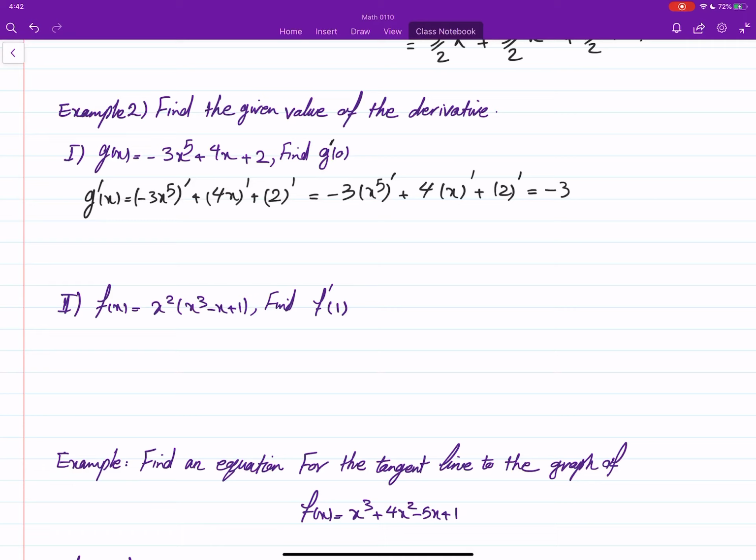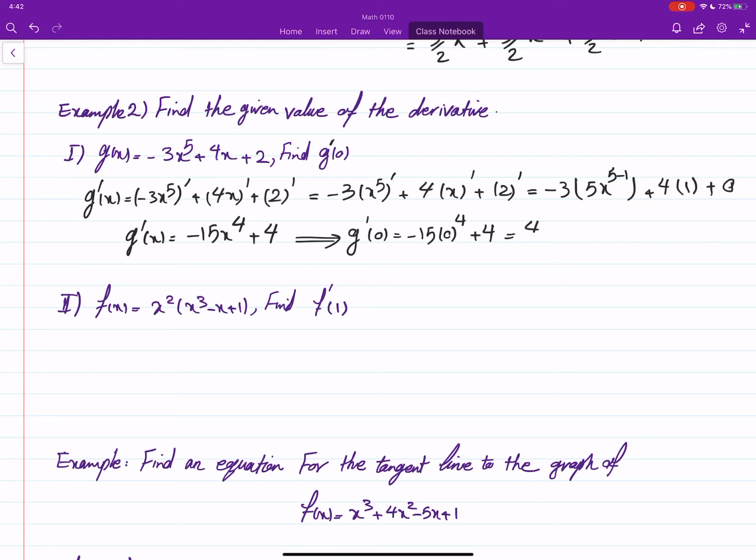This first one will give us 5x to the power 1 less, plus 4. Derivative of x, you just know it's 1. You can apply the power rule for x to the power 1. Plus 0, derivative of a constant is 0. What did we find? g prime is equal to negative 15x to the power 4 plus 4. Now we are trying to find g prime at 0. That means plug in. So to find the value of the derivative at a point, you have to differentiate first, then plug in.